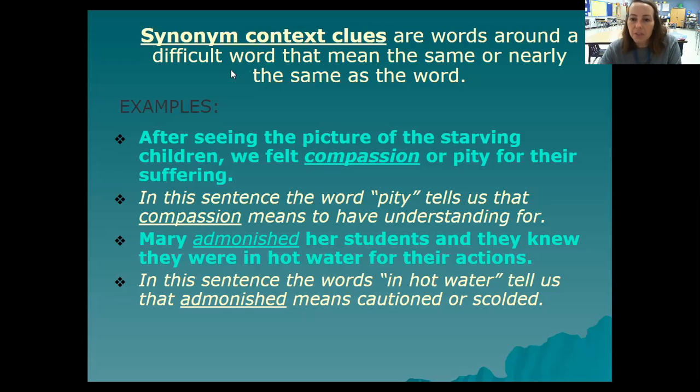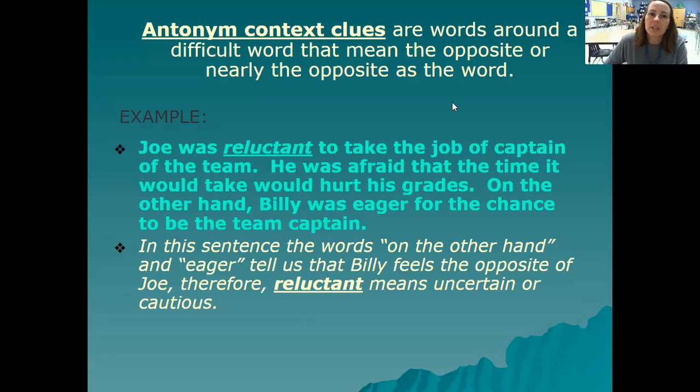All right, let's look at a third type of context clue, and that's an antonym context clue. So a synonym means the same, an antonym means the opposite. So hot and cold are antonyms, right? They mean the opposite of each other. So sometimes if there's a difficult word in the text, the author will give us an opposite word so that we can figure out the meaning of that difficult word. So let's look at an example.